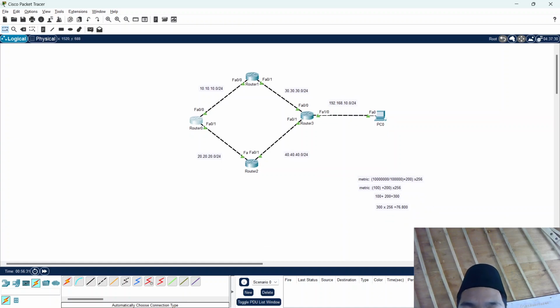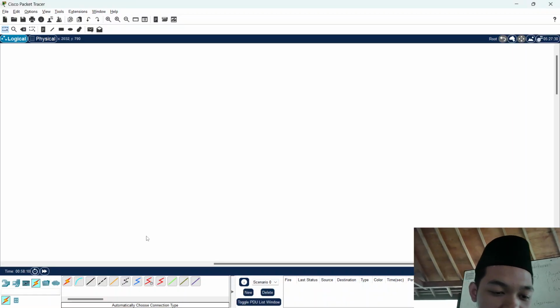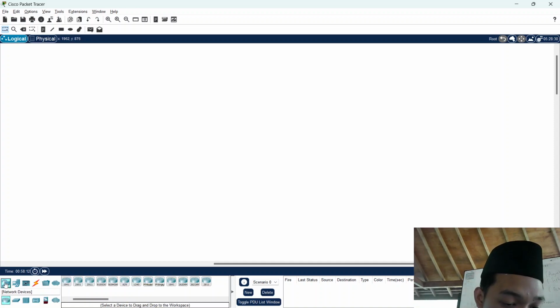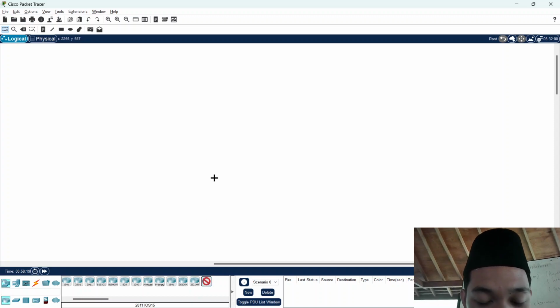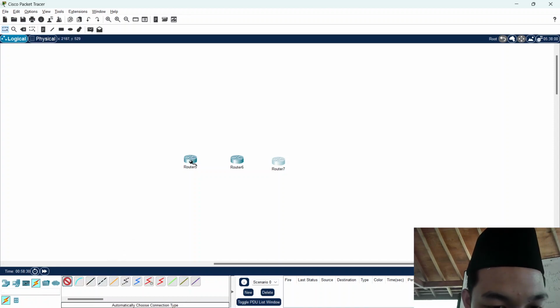Okay, I want to give you a sample. Today I want to show you how to make a router redistribute EIGRP to OSPF. First, you click the router, choose 3 routers, 1, 2, and 3, and then you configure the routers, and don't forget to use the cable, the lightning cable, and then you connect this one and then this one.